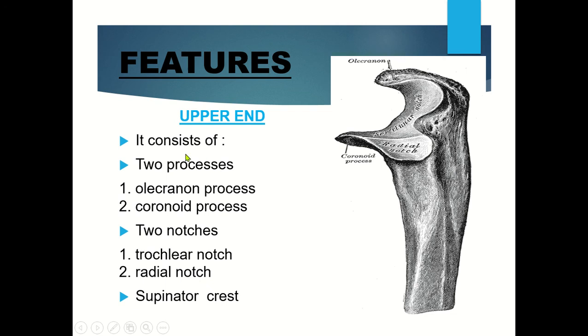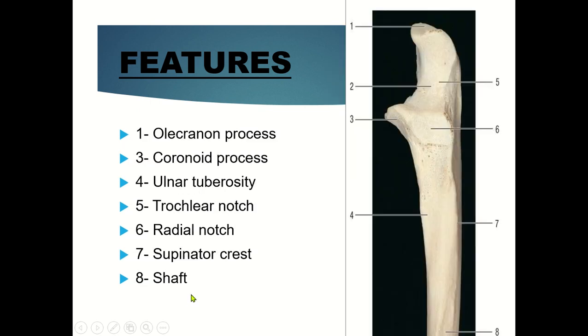The upper end of the ulna consists of two processes: the olecranon process and the coronoid process. Two notches: the trochlear notch and the radial notch. This is the radial notch and supinator crest. Here we can see the olecranon process. This is the coronoid process, the ulnar tuberosity, and this is the trochlear notch, radial notch, supinator crest, and shaft.